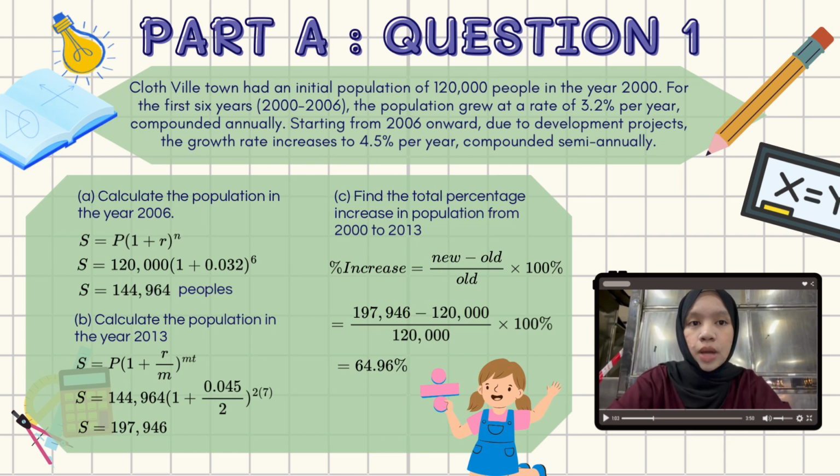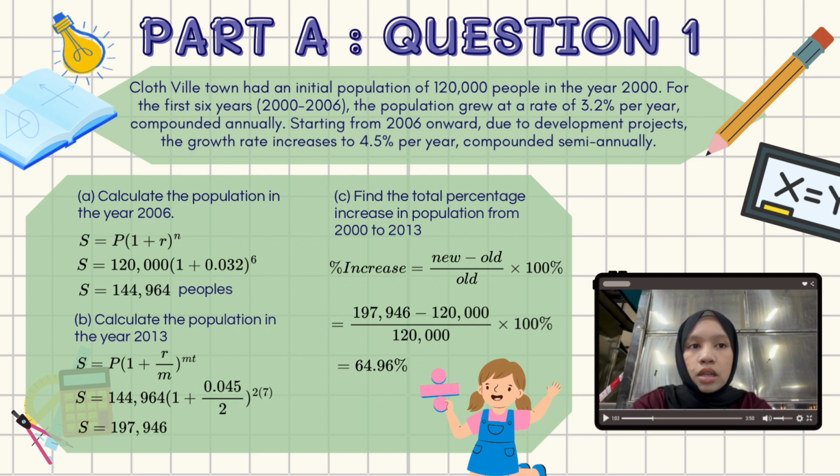Hi everyone, in this part I will be explaining question 1 on the population growth of Clarkville Town. The initial population in the year 2000 was 120,000 people. For the first 6 years, from 2000 to 2006, the population grew at an annual compound rate of 3.2%. Here we use the compound interest formula S equals P times open bracket 1 plus R close bracket to the power of n. Plugging in the values, we get 120,000 times open bracket 1.032 close bracket to the power of 6. This gives us approximately 144,964 people in 2006.